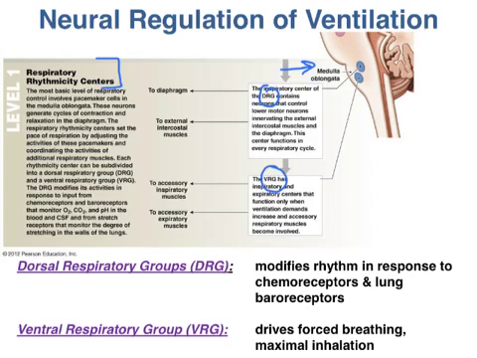These both modify the basic rhythmicity. There are pacemaker cells in these rhythmicity centers that drive the basal quiet rate of respiration. The DRG and the VRG modify that rate based on input from chemoreceptors in the blood, input from stretch of the lungs, and signals telling us to take a forced breath.